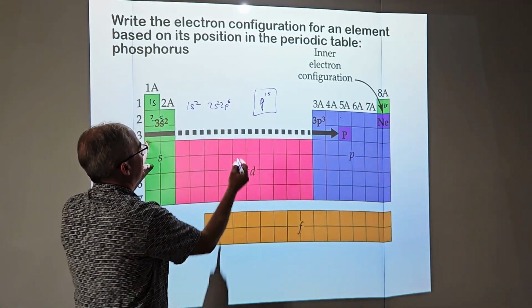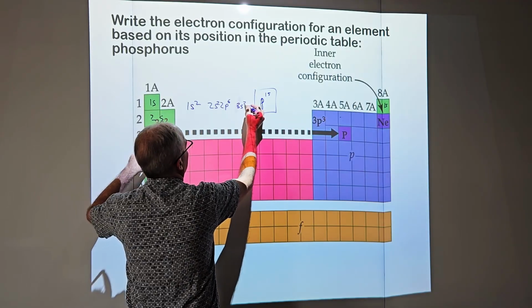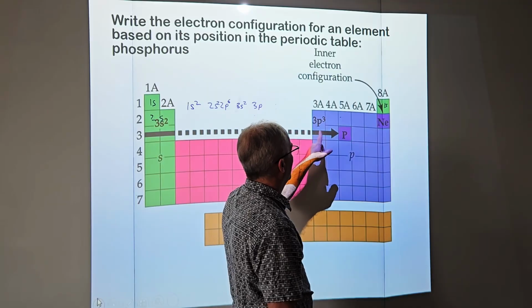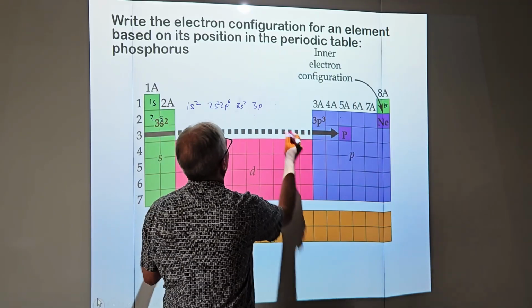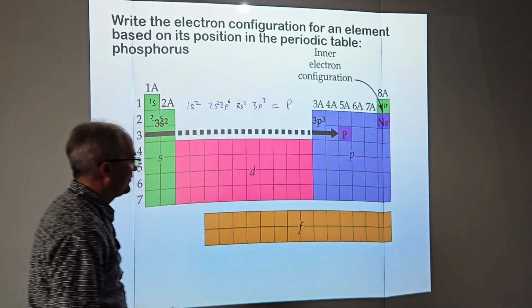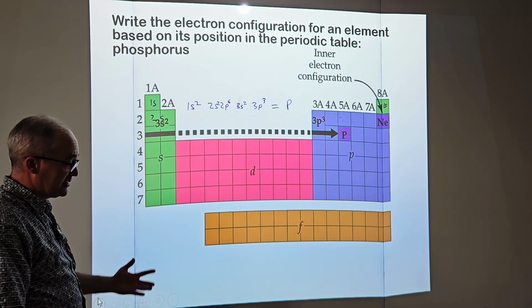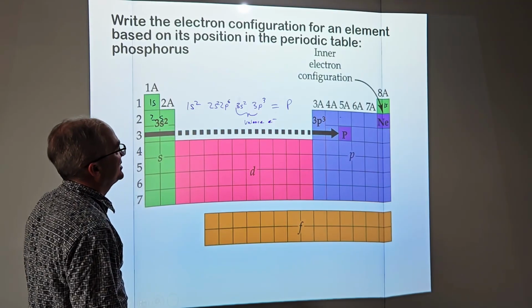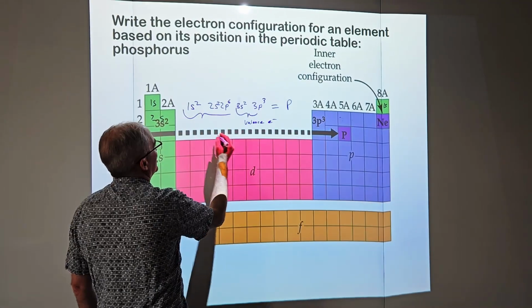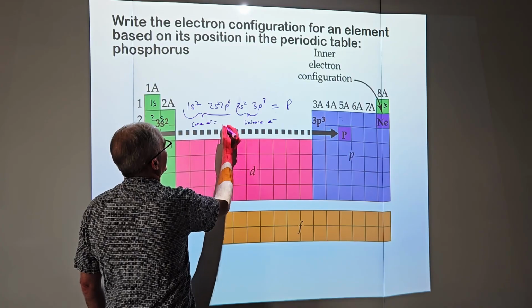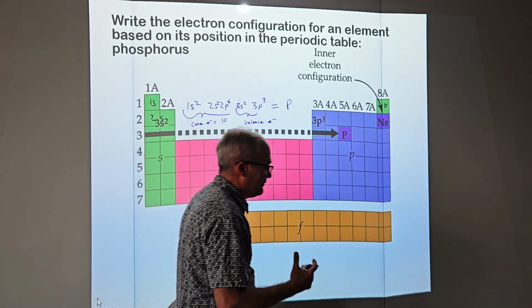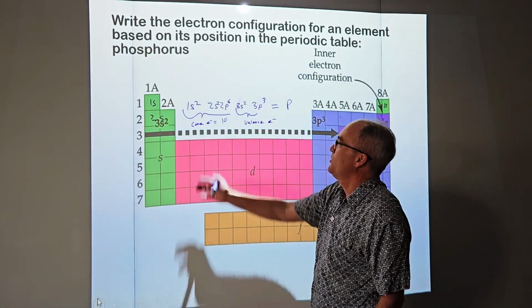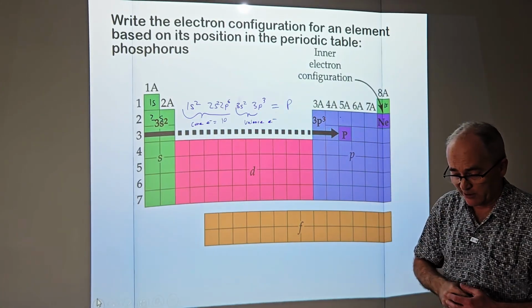All right, now I'm down to this 3s, and I put 2 electrons in there. And now I've gotten to the 3p, and I count over 1, 2, 3. So here's the electron configuration for phosphorus. And this tells me quite a bit, perhaps. It gives me the number of valence electrons. Looks like 5. It gives me the core electrons. Looks like I got 10. What do 10 and 5 sum up to? 15. So now I know everything there is to know about phosphorus's electrons.